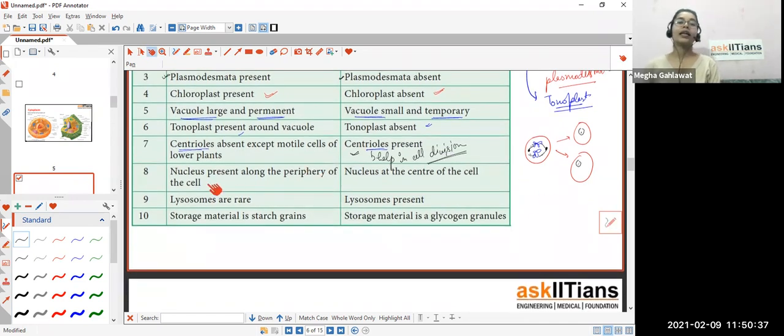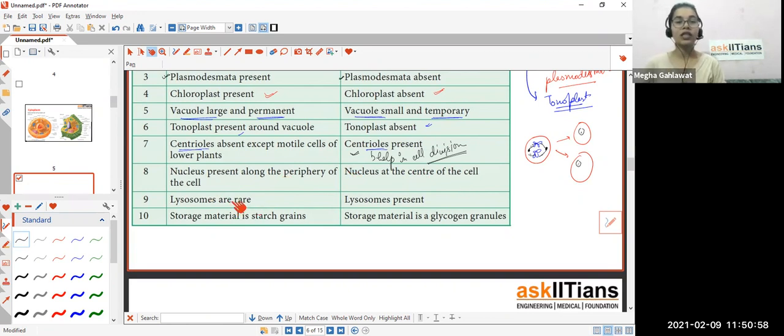Okay. Next thing is the nucleus is present along the periphery in plant cells and in the center of the animal cell. Why? Because the nucleus goes to the boundary as the central vacuole is present in the plant cell, whereas the nucleus remains in the center of the animal cell as there is no particular vacuole hogging its place.